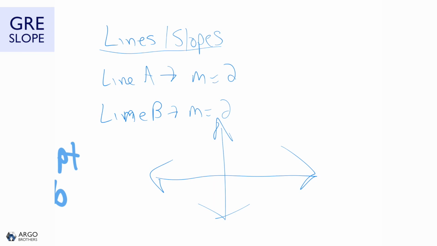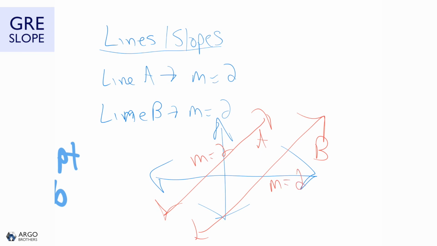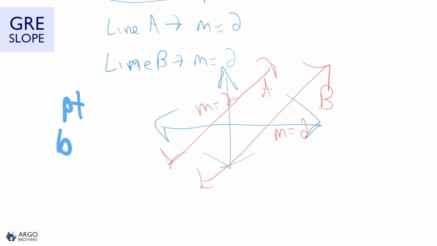So I could draw line A like this. All right, that looks a bit squiggly. So I draw line A like this and label that A, and then I can draw a line B like this. You see, they have the same steepness, the same slope, which is m equals 2, but they're different lines. Why are they different lines? Because they have different y-intercepts. The y-intercept for A is here, this y-intercept is here. So same slope, different y-intercepts.